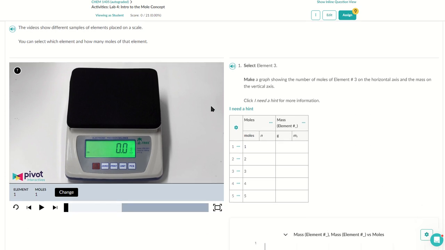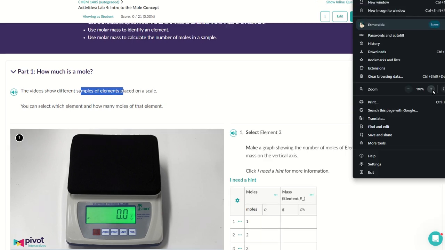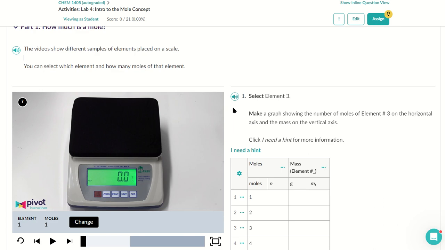So this first section has to do with understanding what a mole is, how much is a mole, and how the mass, for example, of a mole can change depending on what your substance is. By substance, we mean elements, we can mean compounds, we can mean many different things. In this particular case, we are talking about elements. We're working with pure elements.